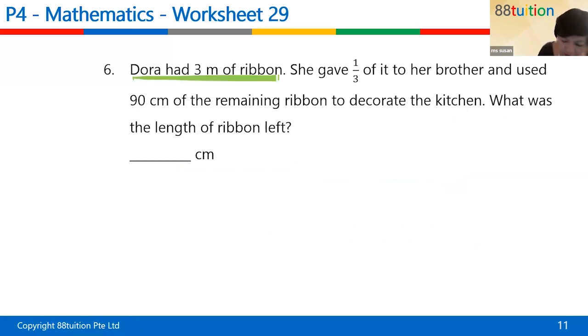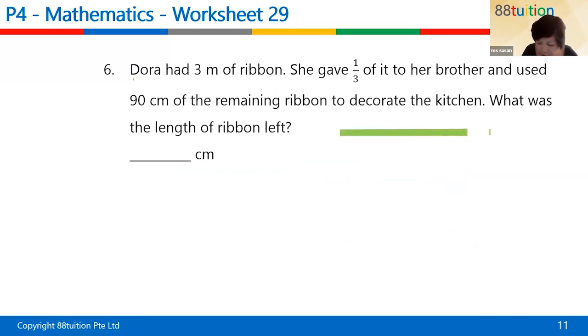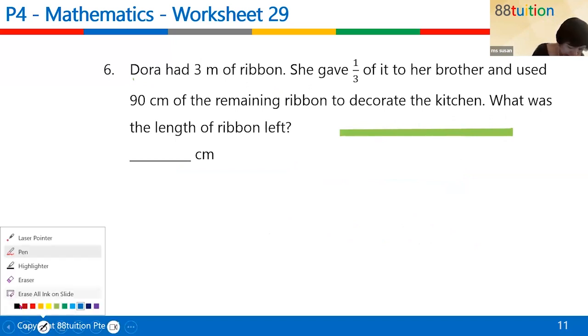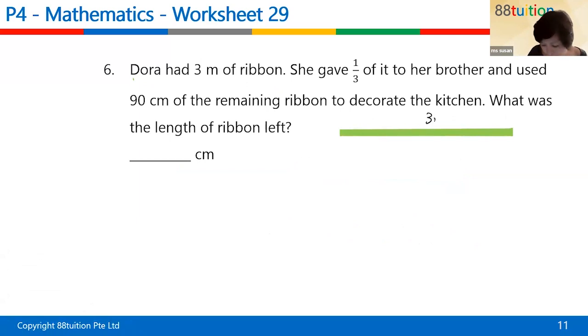Dora had 3 meters of ribbon and she gave 1/3 of the ribbon to her brother, who used it to decorate, and he wants to know how much is left. So imagine this is the length of ribbon that she has. Okay, 3 meters. She gave 1/3 to her brother. So 1/3 will probably be somewhere here. 1/3. 1/3. Here to here will be 2.